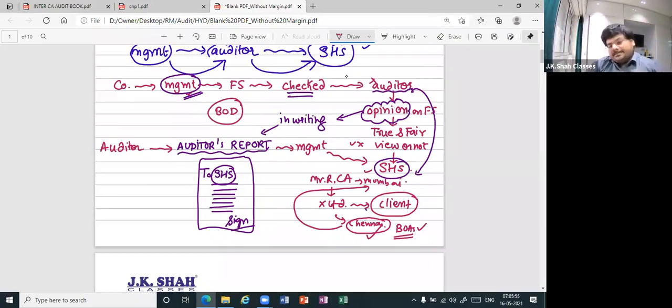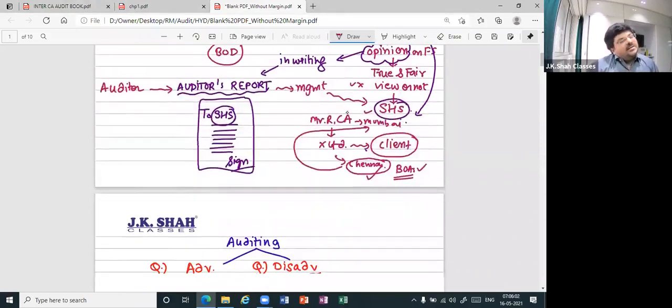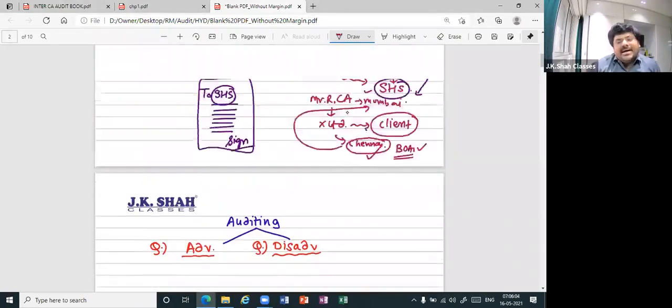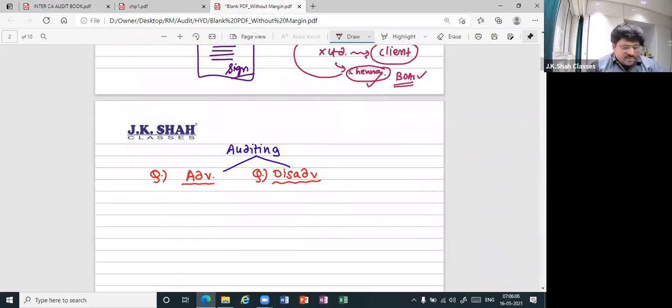Is this okay? Now, why do you do an audit? Can I say you do auditing because obviously there has to be some benefits at the end?